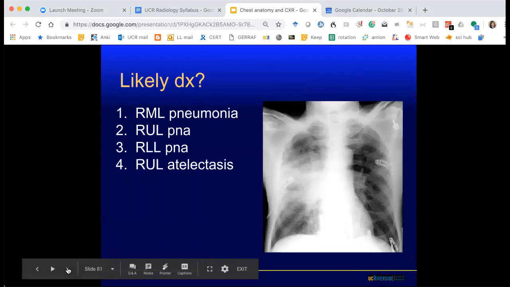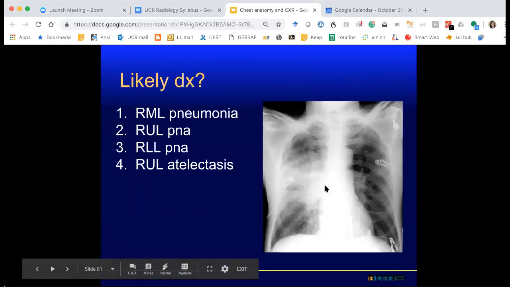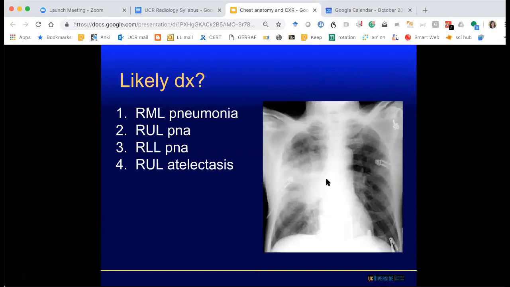So here, what is the likely diagnosis? Any guesses? Pneumonia. Right upper, right middle lobe pneumonia. Right middle, no, right middle. Okay, why do you think it's right middle lobe? So here we see, what do we see? Looks similar to the last image. Heart border is not clear.